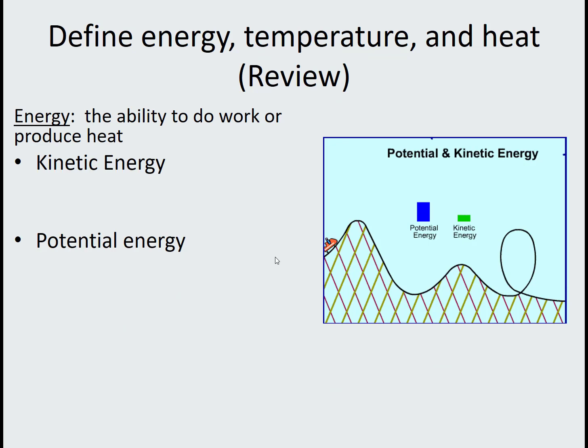So let's review and define what energy is, temperature, and heat, and how they relate to each other. First of all, energy is the ability to do work or to produce heat. And we focus on two types of energy in chemistry, kinetic energy and potential energy. Over here on the right, we have the classic physics example of gravitational potential energy. As the car goes up, my potential energy increases. And when it goes down, that gravitational potential energy is turned into kinetic energy, or energy of motion.